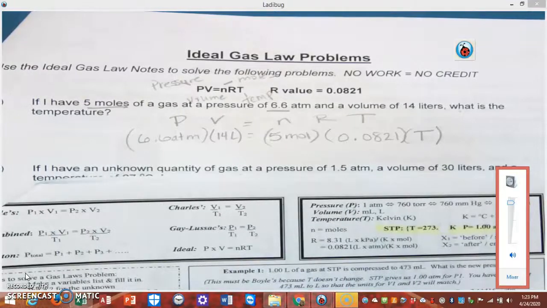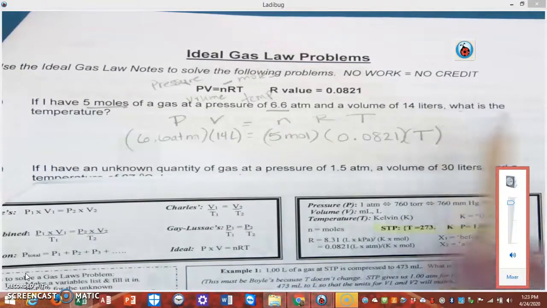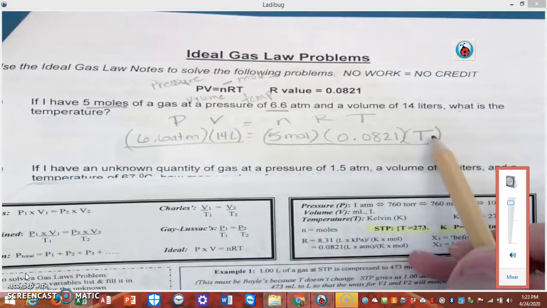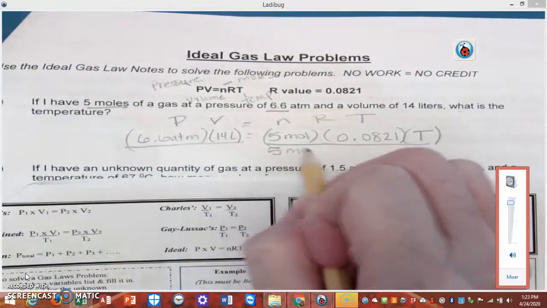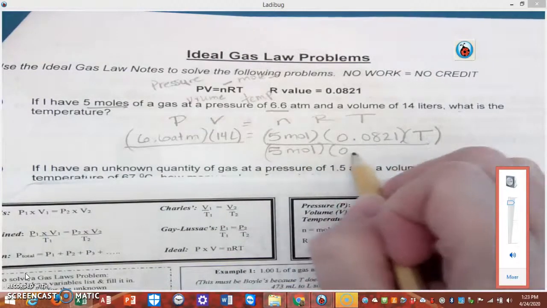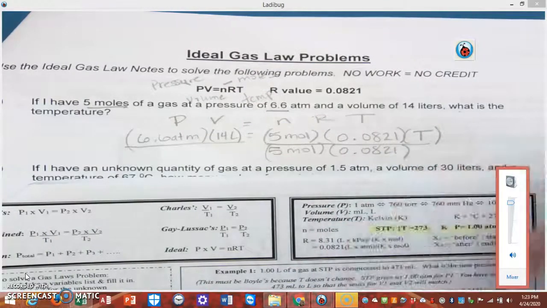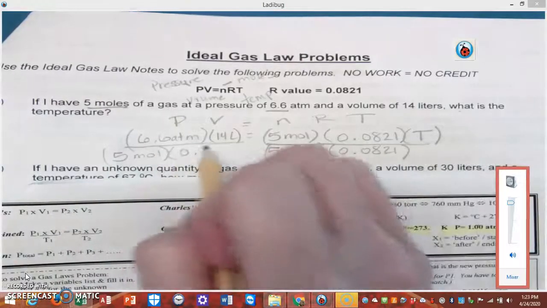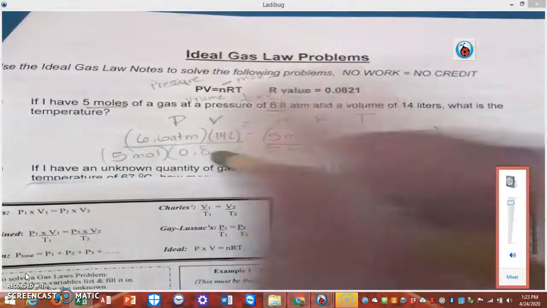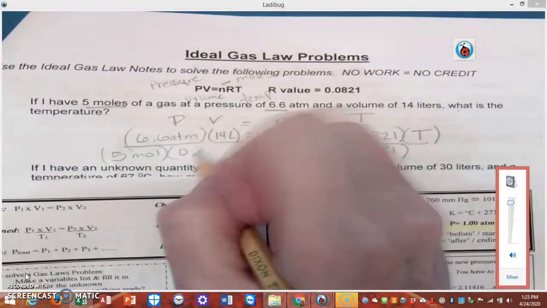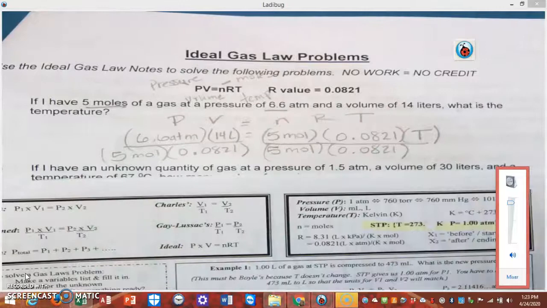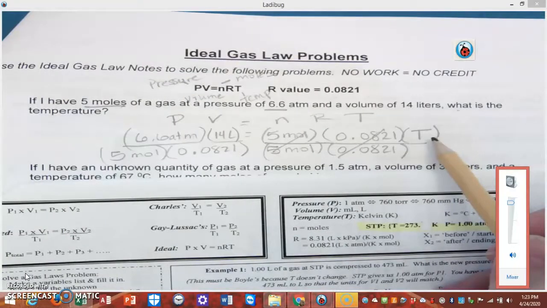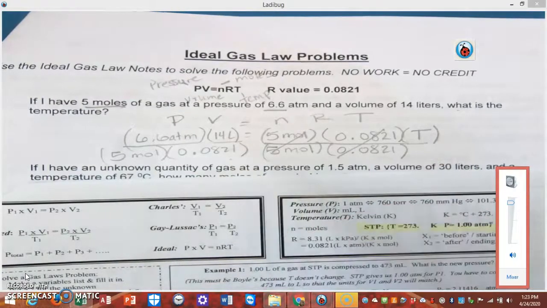Okay, so when we're solving, again, we're just solving for the unknown variable. All right, so when we're solving for an unknown variable, we need to get that variable by itself. So what do we need to do? We need to divide both sides by our moles and our gas constant because we need that to cancel out. All right, so these will cancel, these will cancel. So we're left with our variable because it needs to be by itself. And then we're ready to plug those numbers into our calculator.